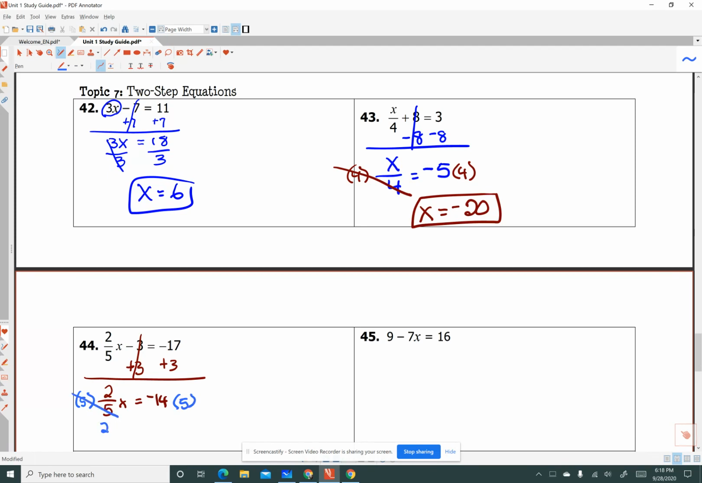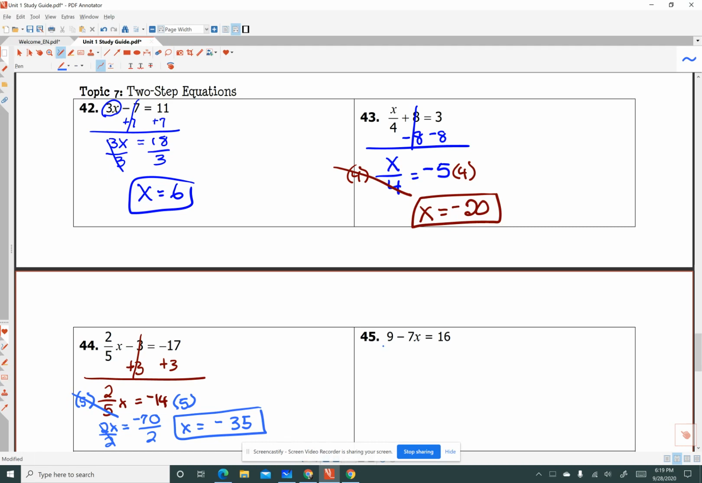That will give us 2x equals negative 14 times 5, which is 5, 10, 15, 20, 70, negative 70. We divide negative 70 by 2, and x equals negative 35. We could have also multiplied the negative 14 by 5 over 2. So that's another way you could have done it.